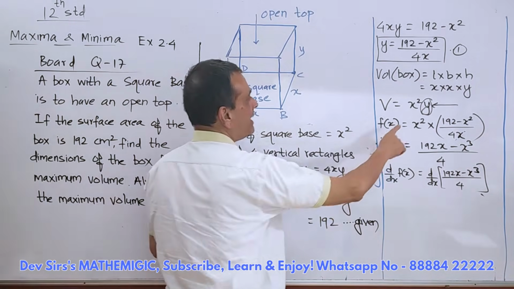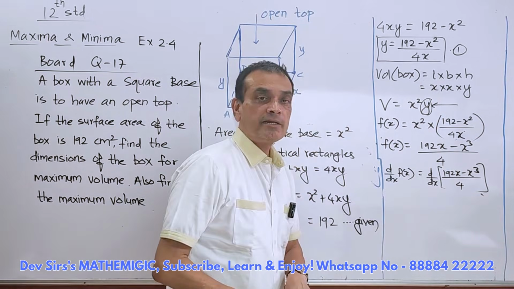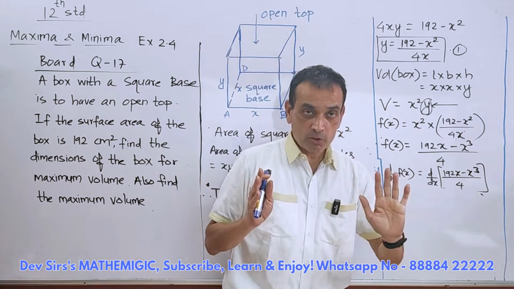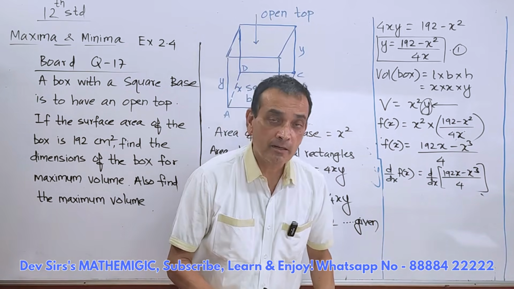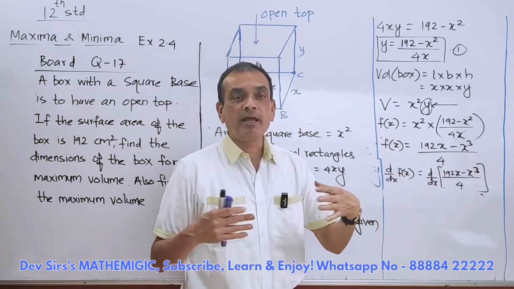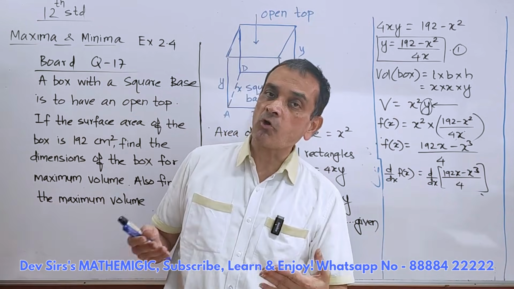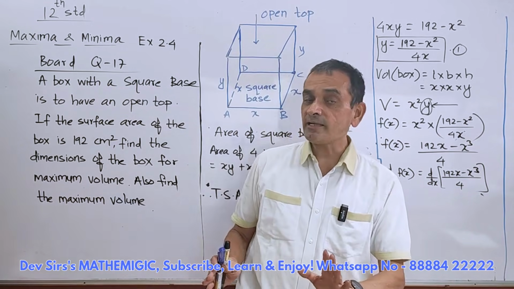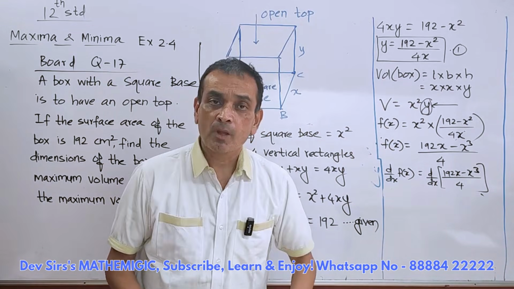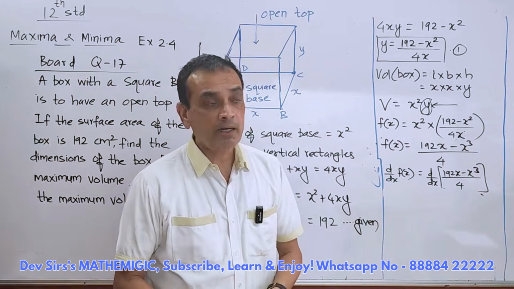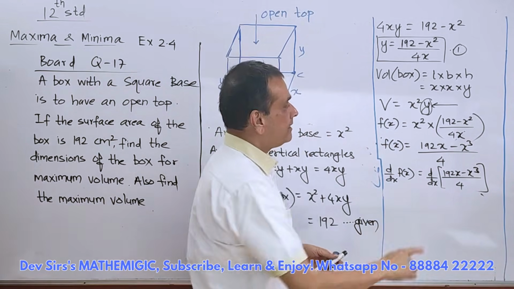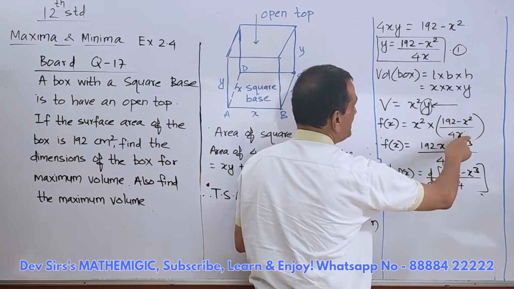So x into y will give you x squared y. That is v, volume of the function. Now whatever जो कुछ पूछा है मैक्सिमा मिनिमा के लिए, that has to be called as function of x. Whether area is to be maximum or volume is to be maximum, first write that respective formula for either volume or area. Now, after writing the formula, if you are going to call it as a function of x, then right hand side y should be replaced by this.